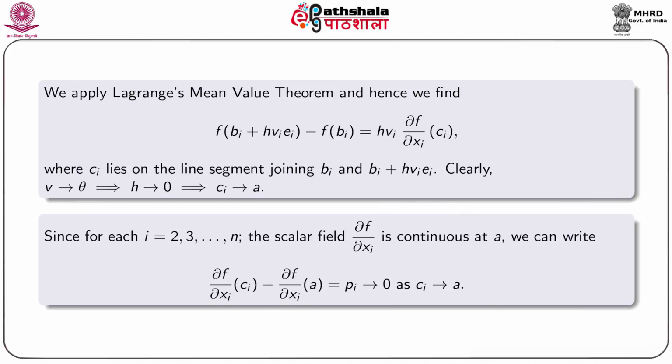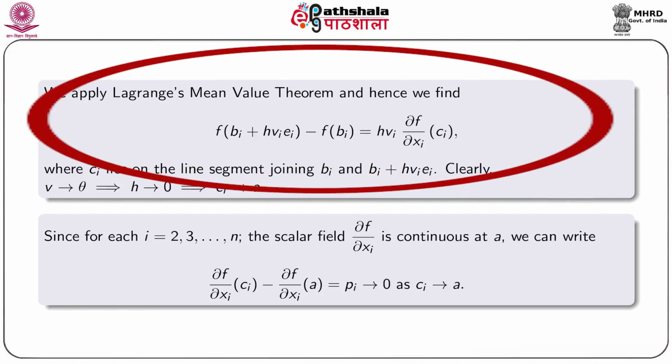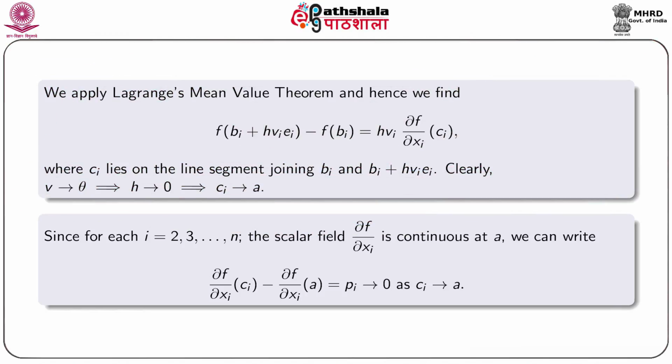Now, we apply Lagrange's mean value theorem, and hence we find f of b I plus h v I e I minus f of b I equal to h v I del f del x I at C I, where C I lies on the line segment joining b I and b I plus h v I e I. Clearly, when v tends to origin, h tends to 0, and consequently the point C I tends to A.